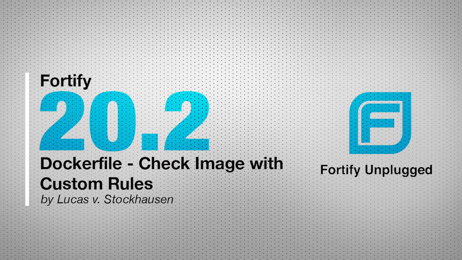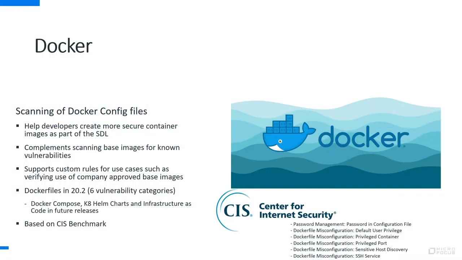Today, I would like to show you a new feature which we are going to release with our 20.2 SCA release. And this is Dockerfile scanning with custom rules. As I showed in a previous Unplugged session, we release for the first time in this release the possibility of scanning Docker config files in order to help developers create more secure container images as part of the SDL, the secure development lifecycle.